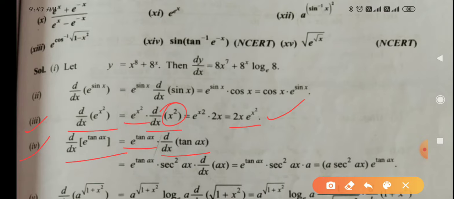E to the power 10x, now 10x differentiation sec square ax. Now ax differentiation a. So finally it will come a sec square ax e to the power 10 ax.